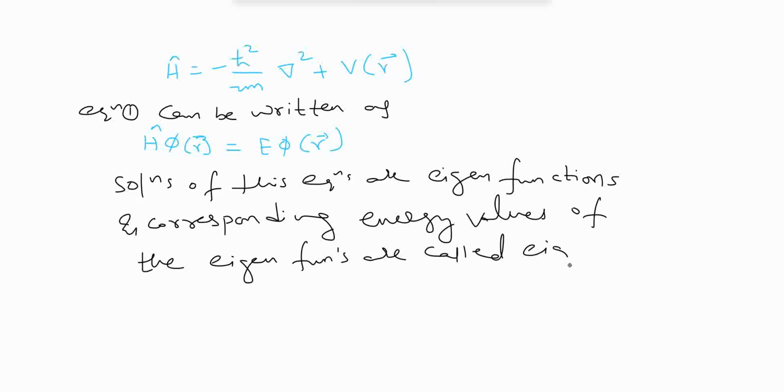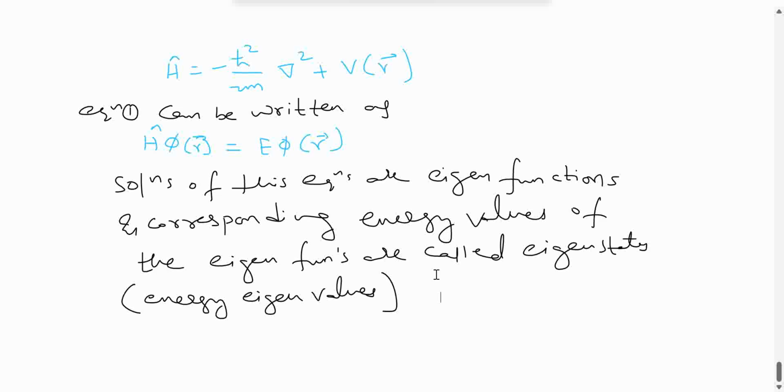Eigenstates that have eigenvalues are called eigenstates, that is, energy eigenvalues. So here E represents the total energy of the particle in a given system. Therefore, let's write the time independent Schrodinger equation.